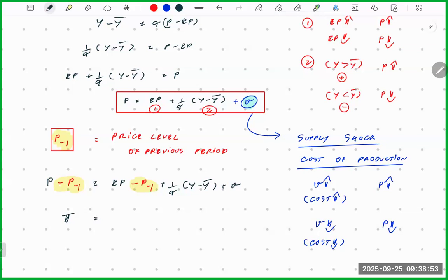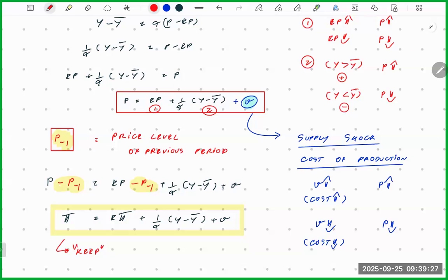And then the expected price, what do you think the price today is going to be, minus P minus one, the price yesterday. So it becomes expected inflation. Got it? What do you think about inflation today? The rest is going to be the same, plus 1 over alpha, y minus y bar, and plus V. And then this is done. This is what we want. We're going to keep this one and use it later.